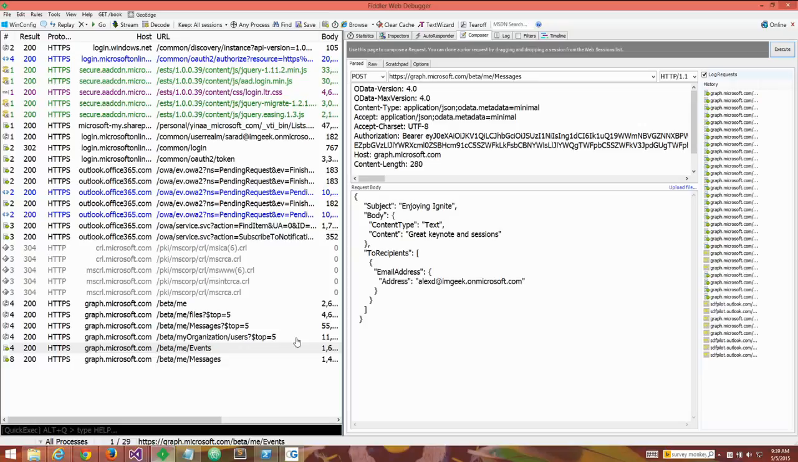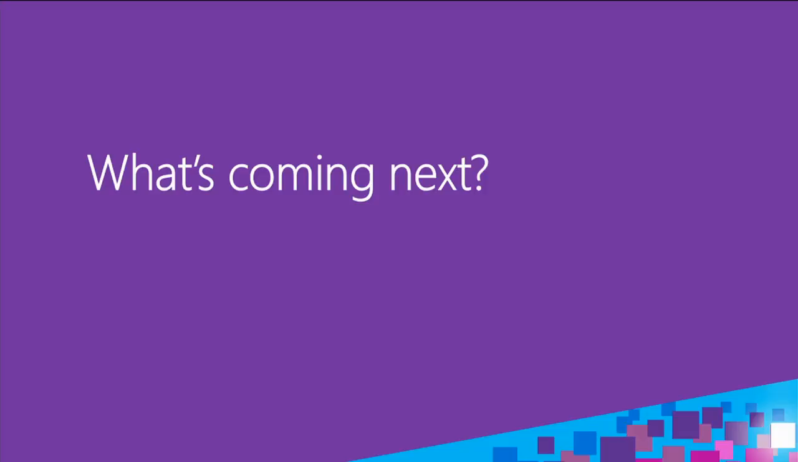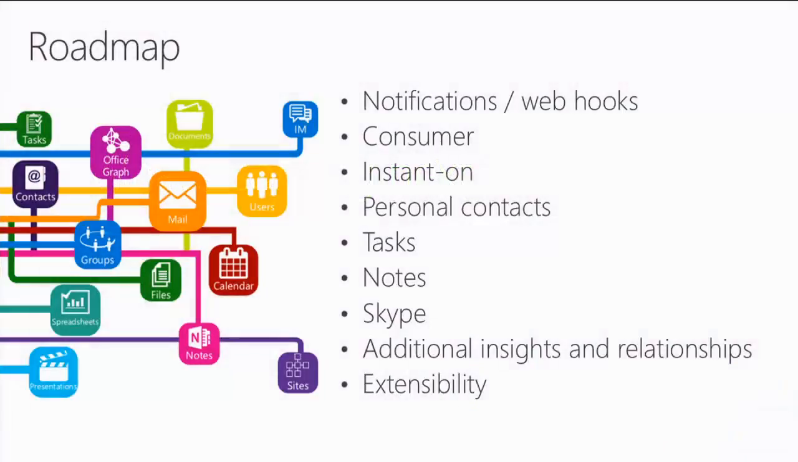So what's coming next? We have a whole bunch of functionality that I've shown you today, but we also have a bunch of functionality that is coming in the near future. We have notifications and webhooks for all of the different entities that are supported by the API. We're going to be able to get webhook support on users, tenants, conversations, mail, calendar, contacts, and files.